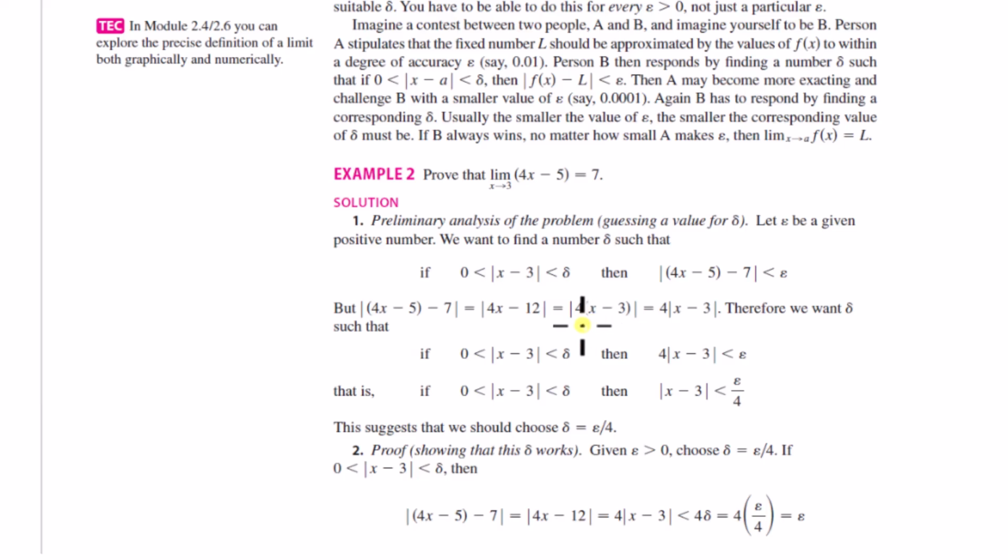You can factor out the 4 from 4x minus 12. Now you can take the 4 out of the absolute value. So now we've got the absolute value of x minus 3, which is the absolute value expression in the input inequality. So we've related this expression to this expression. Now they can update these requirements. We haven't changed the input, but now the output is given by 4 times the absolute value of x minus 3 is less than epsilon.